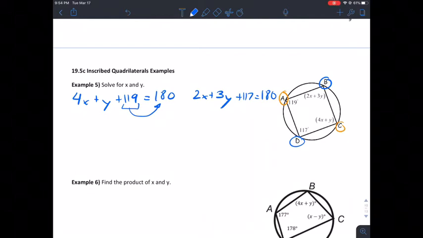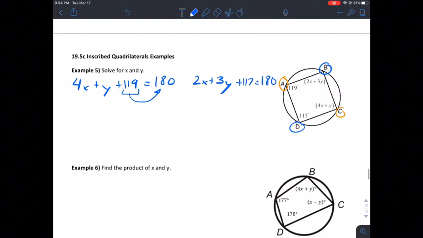So we're going to do 180 minus 119. When you do that, I got 61. And over here when I did that, I got 63.